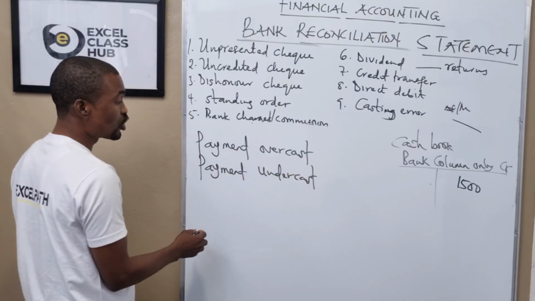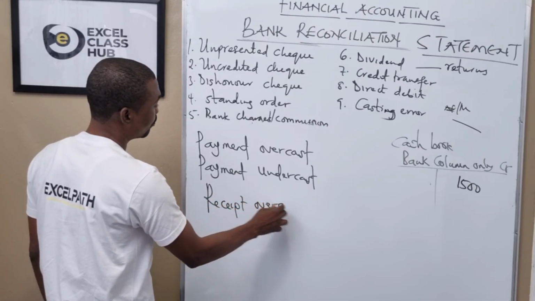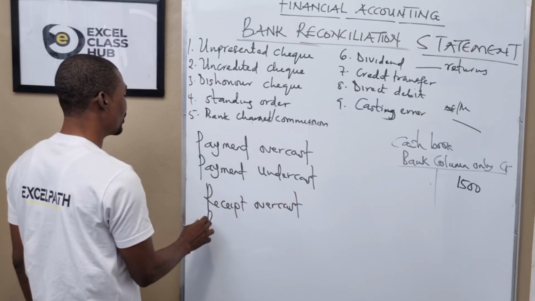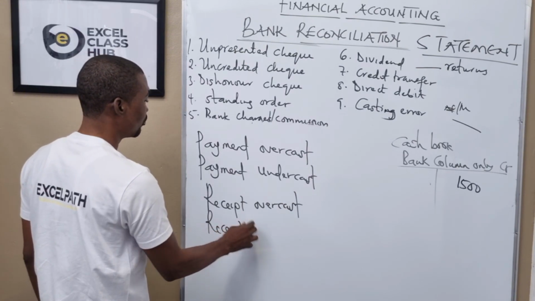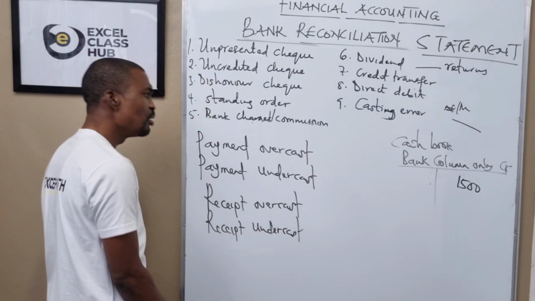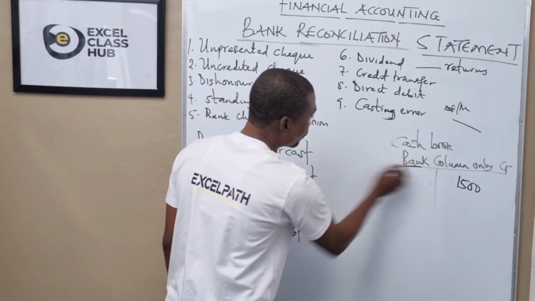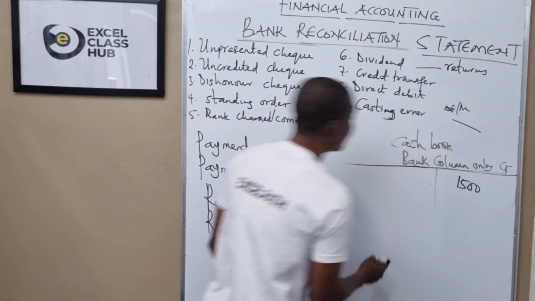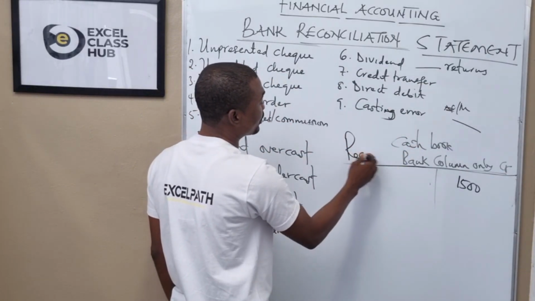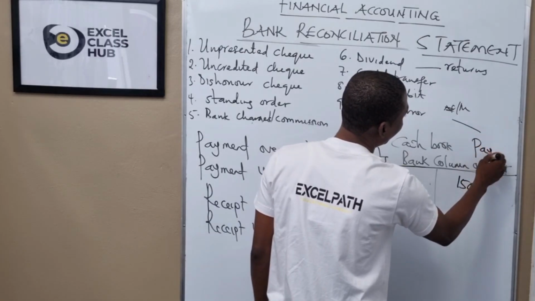Okay? You can also have what? Receipt overcast, as well as what? Receipt undercast. Now, payment overcast and payment undercast. You know that in your cash book, this is our cash book. The debit side here contains what? Receipts. Okay? And the credit side contains what? Payments.